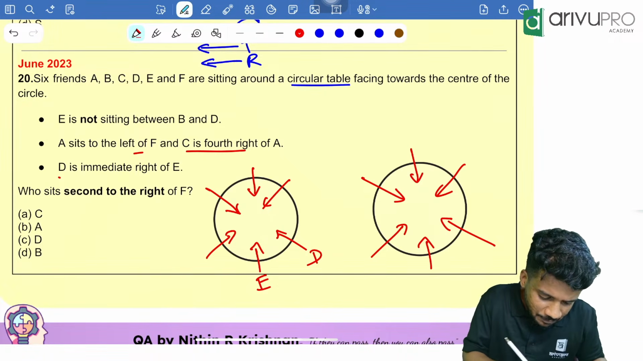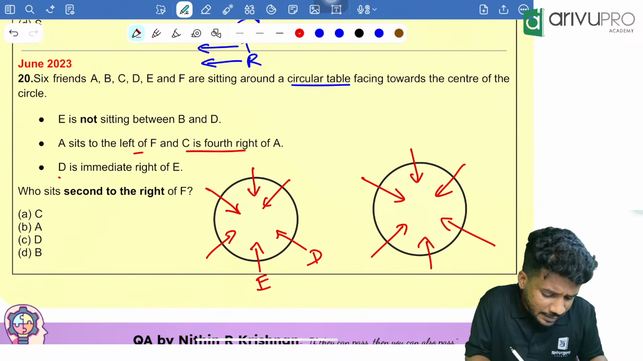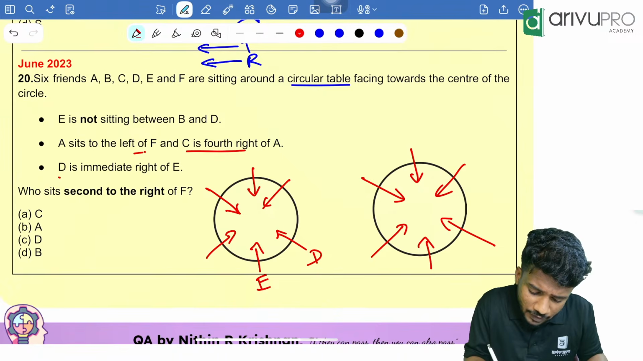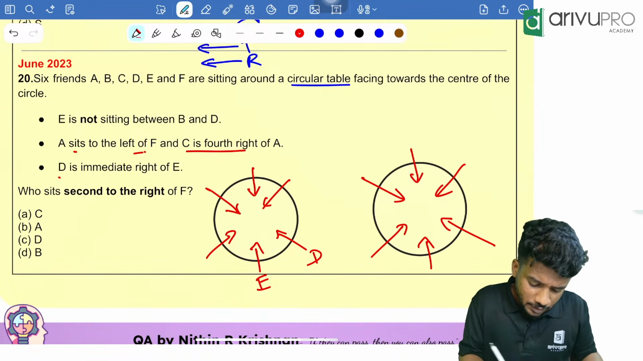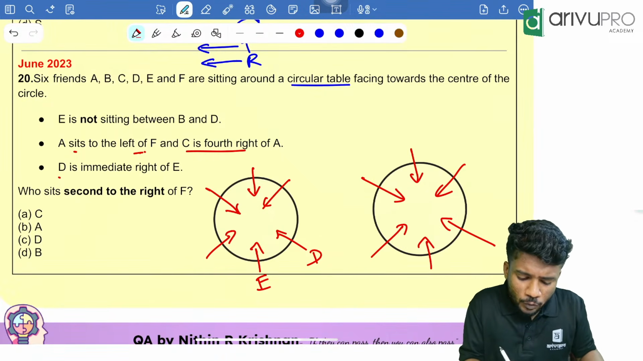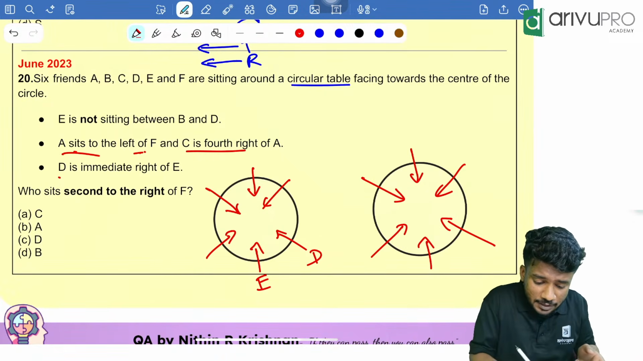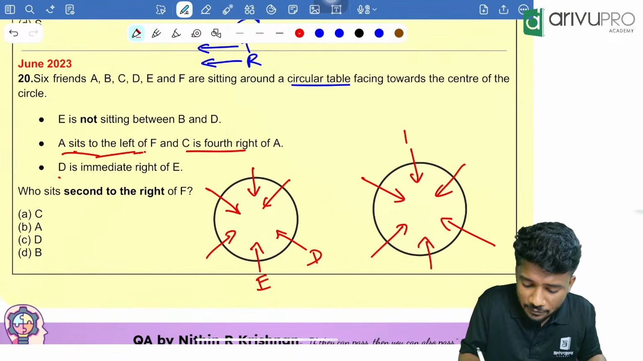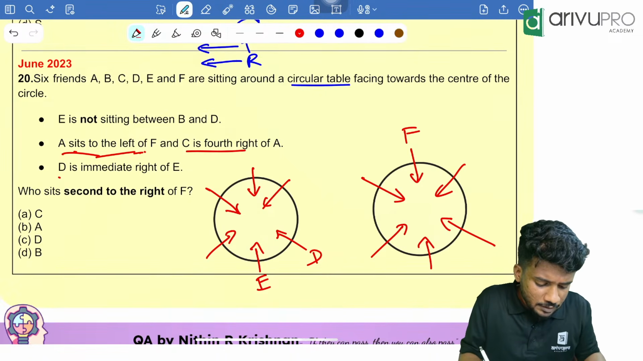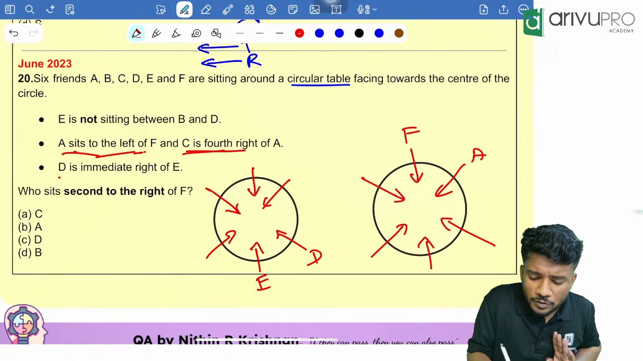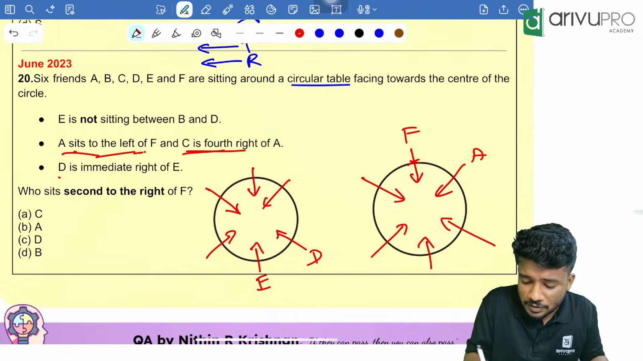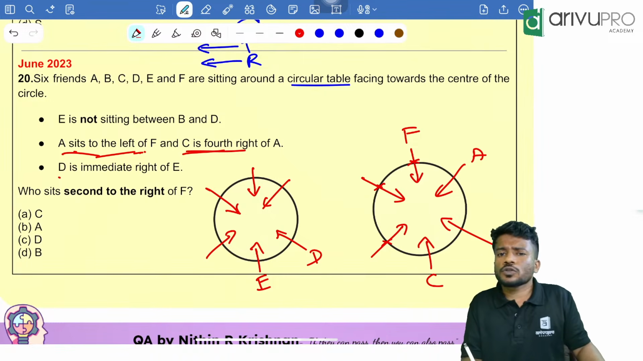Then what is given down? A sits to the left of F and C is 4 to the right of A. We can start off with that too, and we will just check with that. A sits left of F. If F is over here, A is sitting left of F. Let it be there. C is 4 to the right of A. C is 4 to the right means first right, second right, third right, then fourth right.